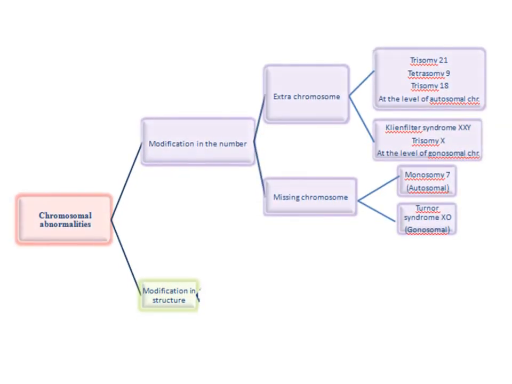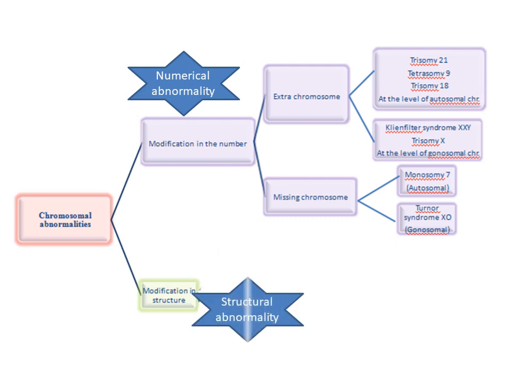So, chromosomal abnormality is the change in either the number or structure of chromosomes. The two types of chromosomal abnormalities are modification in the number, which is called numerical abnormality, and structural abnormality, which is in the shape of a chromosome. My concern is numerical chromosomal abnormalities.